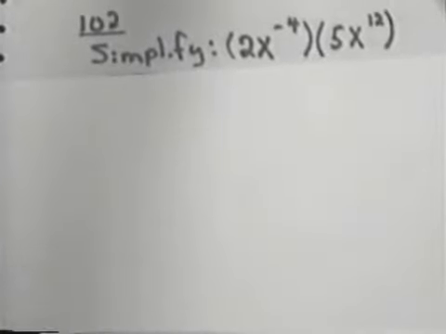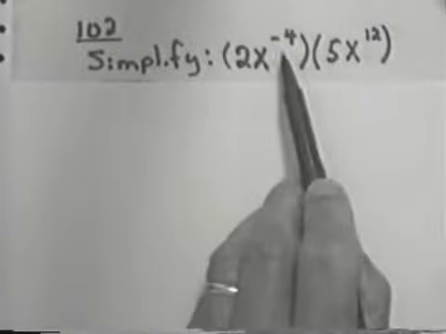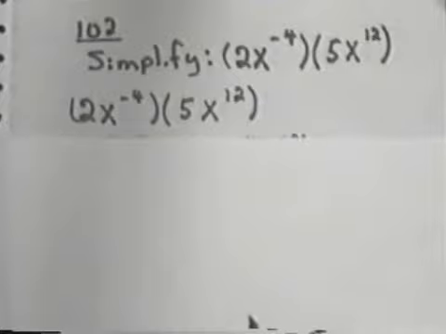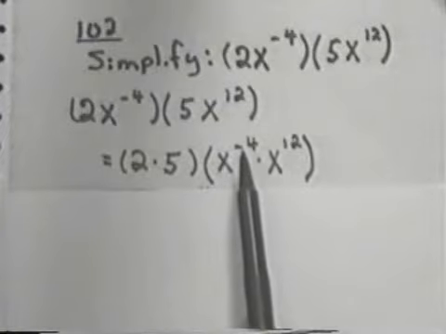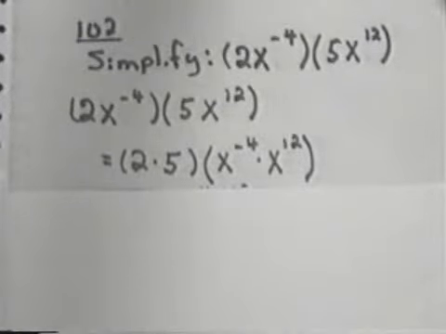Let's look at another example. Let's simplify 2x to the negative 4 times 5x to the 12th. Notice I have the negative exponent. Well, what I want to do first is use the associative and the commutative laws to regroup and reorder. I want to group my 2 and the 5 together and group the powers of x together. So I can write it as 2 times 5 times x to the negative 4 times x to the 12th.